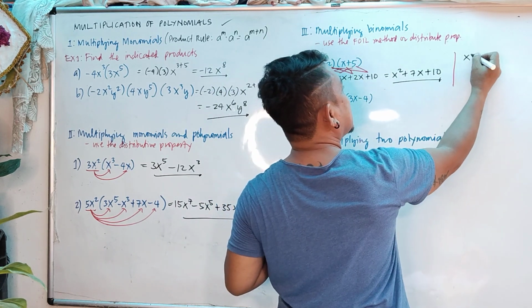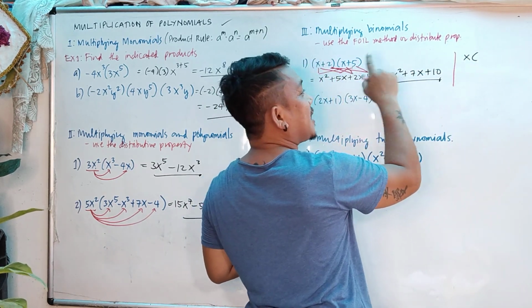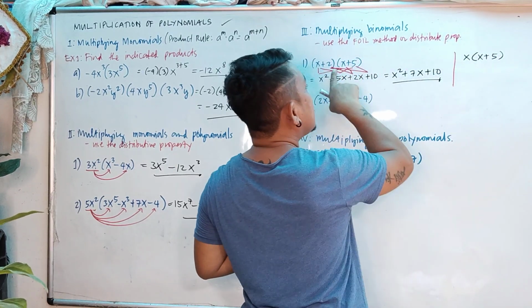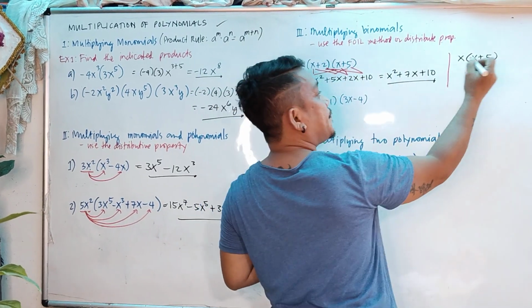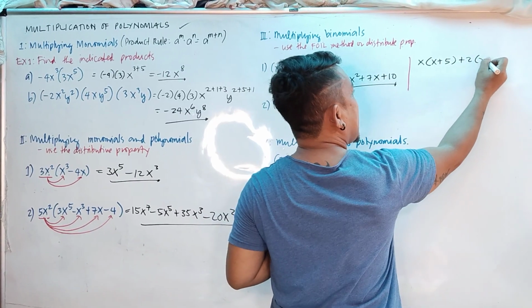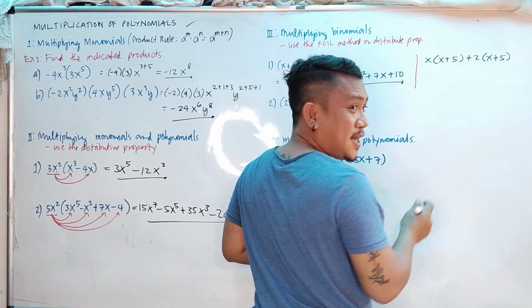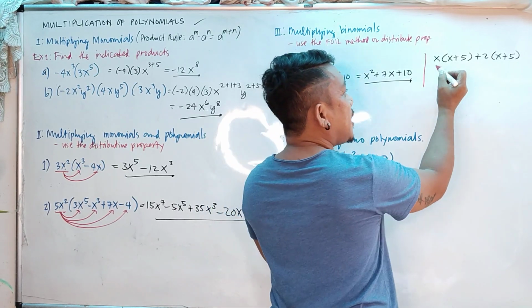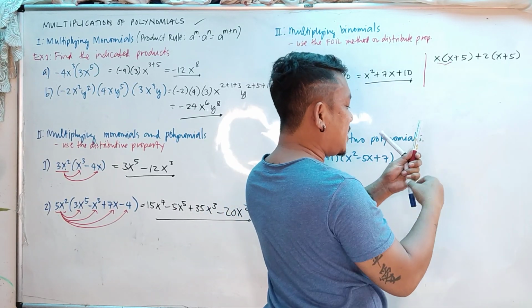You just copy X, then i-multiply ni mo diri sa ikaduha nga binomial, which is X plus 5. Then, kanidayon, plus 2 times X plus 5. Okay? Pwede ninyo distributive property. So here, X times X, it's just the same.